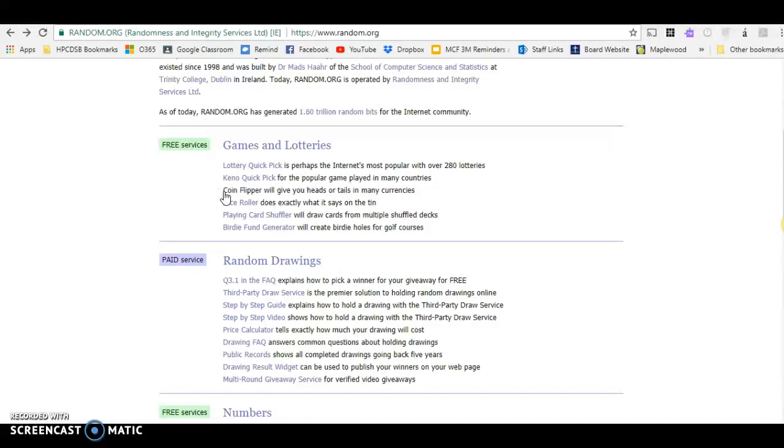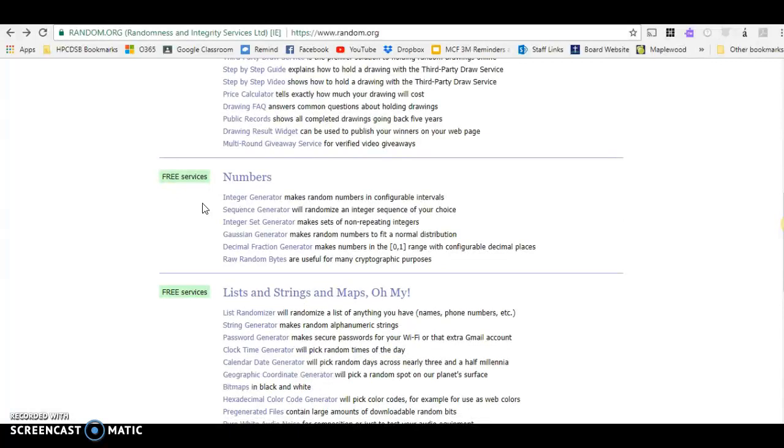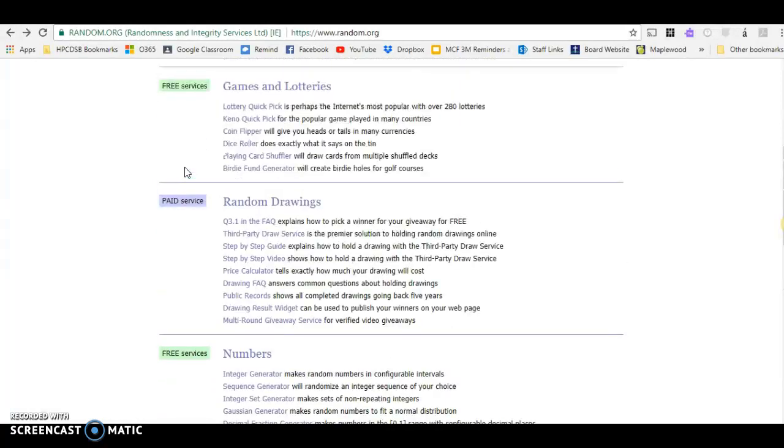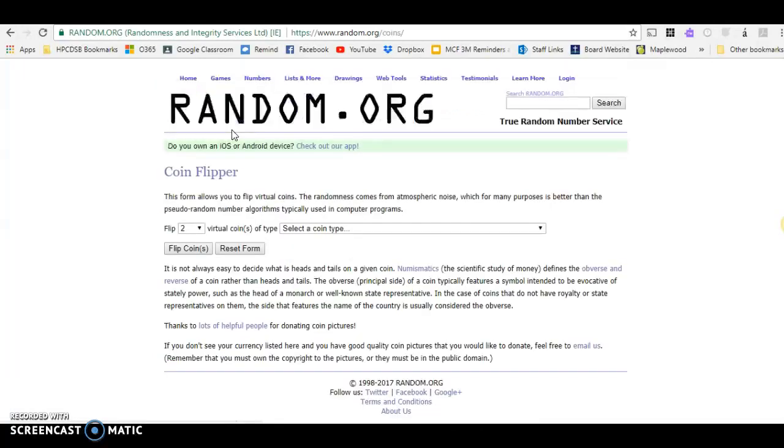So for example, you have a coin flipper, a dice roller, a playing card shuffler. Those are 3 pretty common tools that we use to do simulations. The other one that you'll use, that we'll use in the next example, is the integer generator, just generating random numbers. I'm going to use the coin flipper just because a coin is 50-50, and if having a boy or girl is 50-50, then this is a good way to simulate this situation.